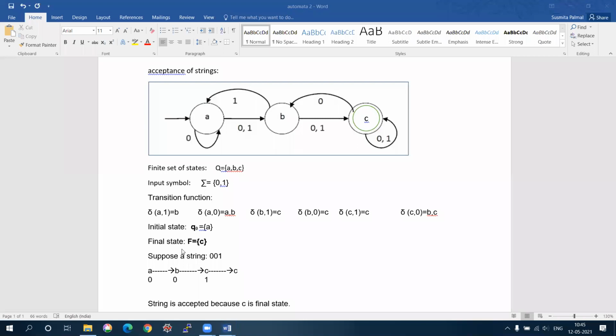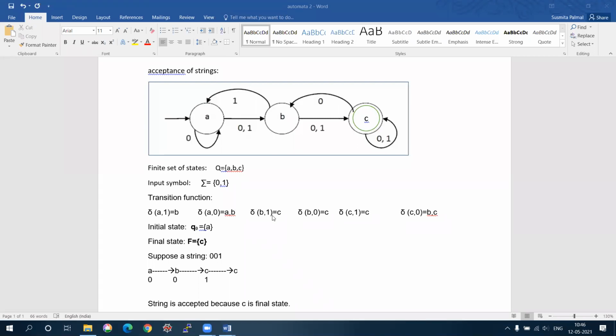Okay. So from state A, if you give input 1, it will go to state B. And suppose you are in state A and you are giving input 0, it is going to state A as well as state B. So I have written here A comma B. So using a single input, it is going to more than one state.